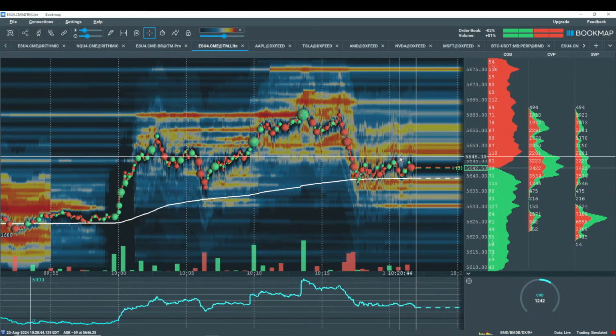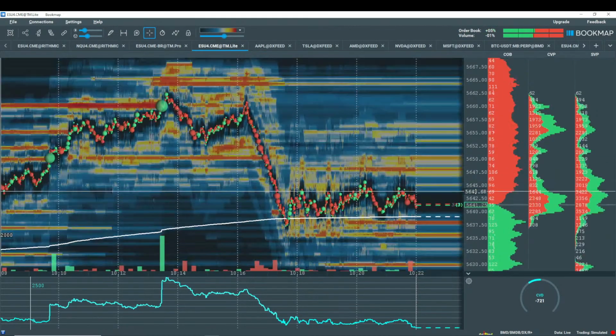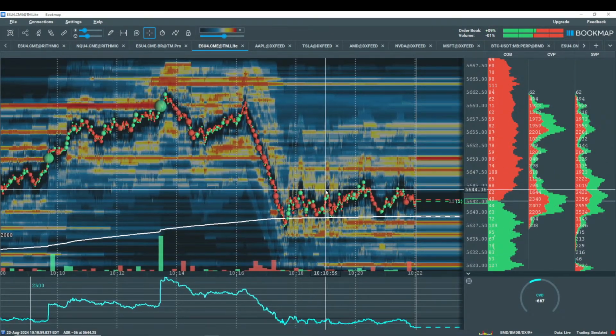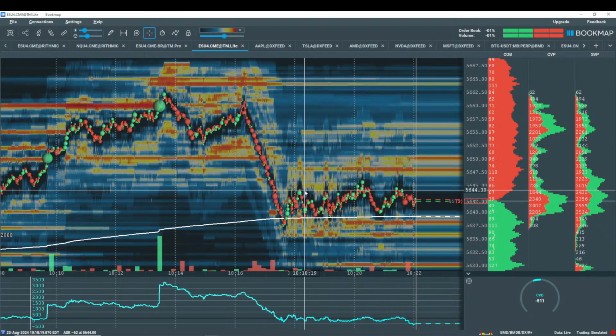All right, so we have not seen those buyers come back in yet. And we broke this, but came back in into this small structure here.